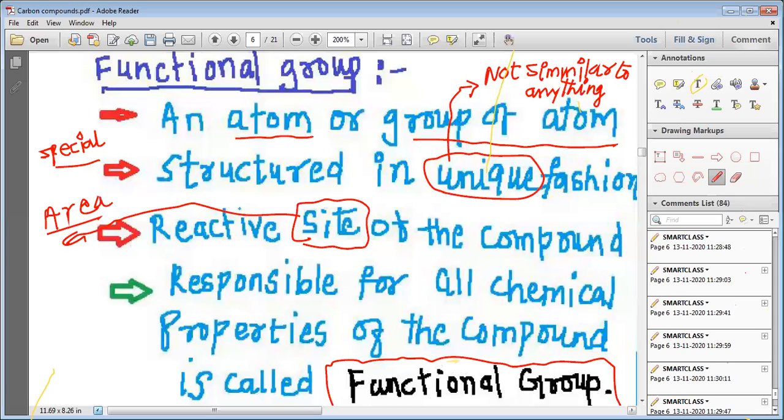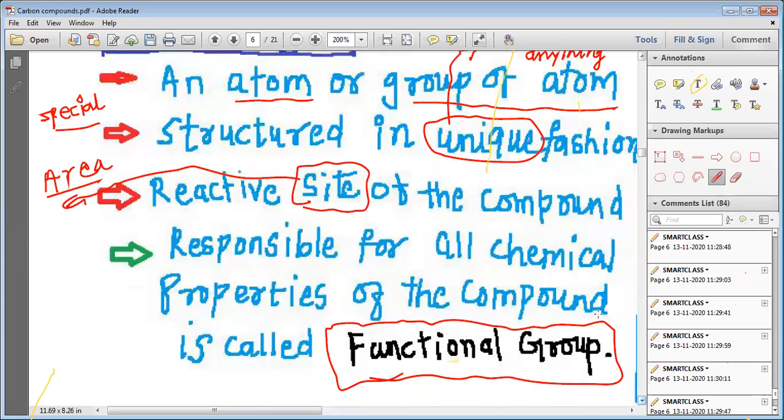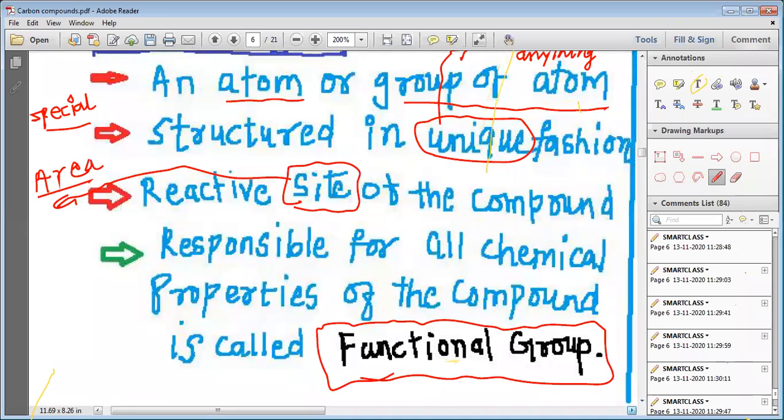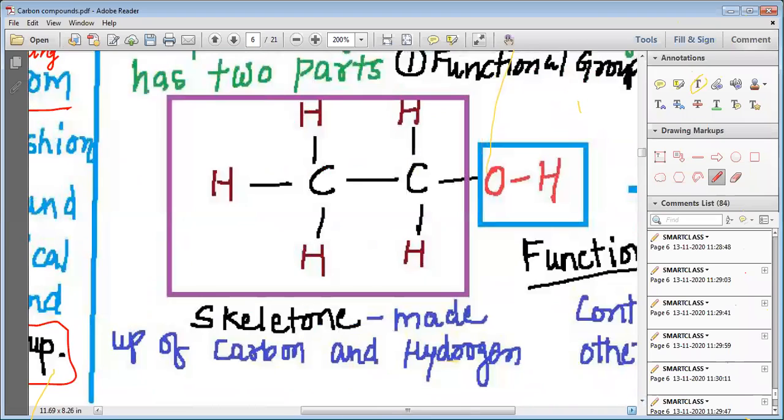Functional group is the same in every compound of the homologous series. So all the compounds having the same functional group in a particular homologous series will have the same chemical properties. And that is why the chemical properties of any compound depend upon the functional group of the compound. So the functional group is responsible for every chemical property of the compound.